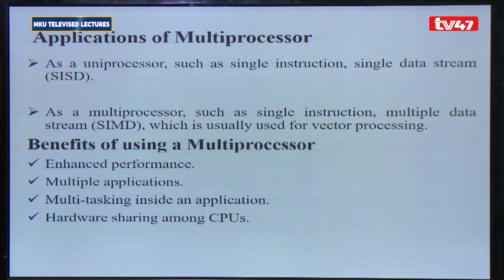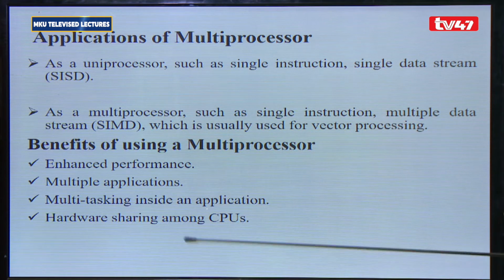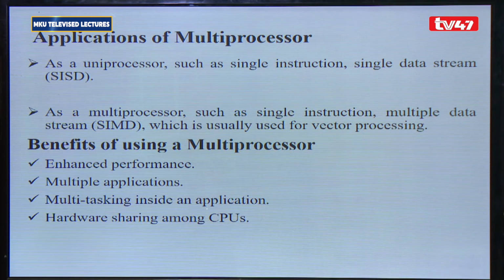What are the benefits of the multiprocessor? The first thing is enhanced performance. Multiple applications can run concurrently. Multitasking inside an application is easier, without the so-called hanging or slow response of applications. Then hardware sharing among CPUs is much improved. And when you talk about hardware sharing, we're talking about sharing of printers and, in most cases, servers.